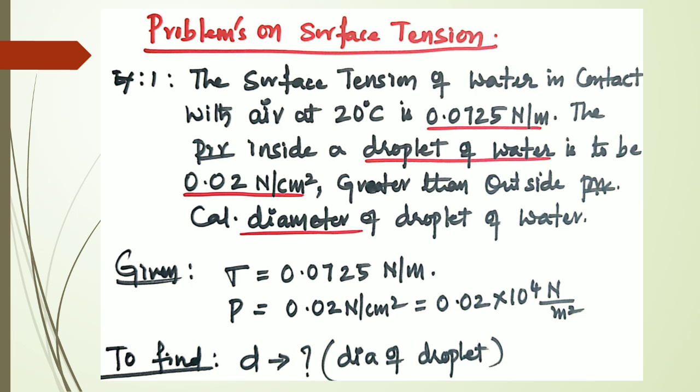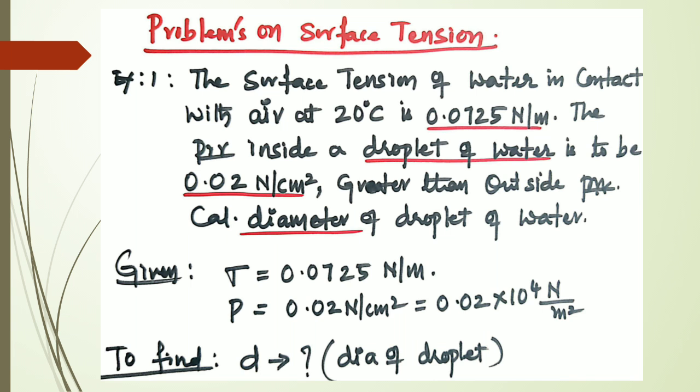So in the problem, try to understand. He has given surface tension. Then he has given pressure. You need to calculate the diameter. So given is sigma, 0.0725 Newton per meter. Pressure he has given 0.02 Newton per centimeter square, that you convert into meters, into 10 raised to 4 Newton per meter square.